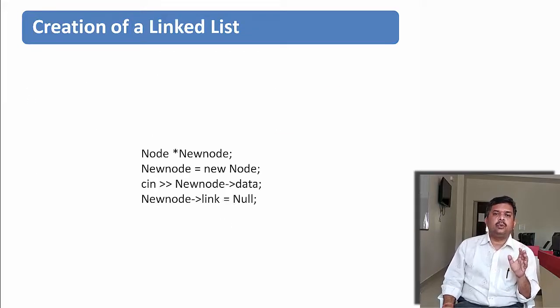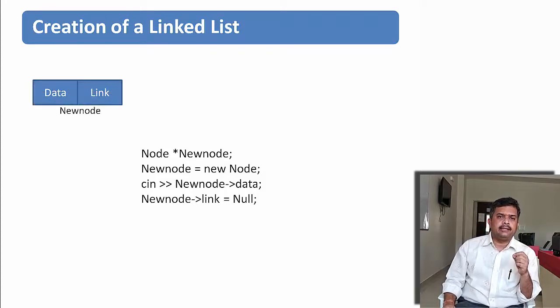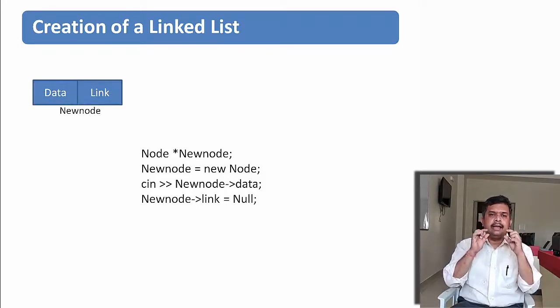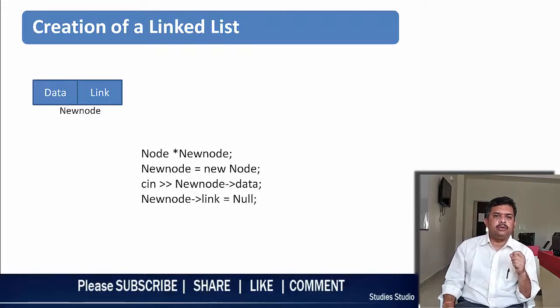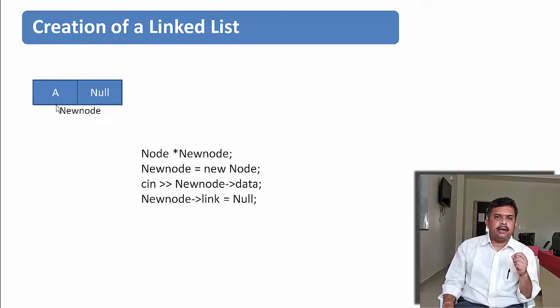So let us see this code, and we are creating a new node which is of type node, and we are putting the data by a cin statement, and we are writing its link to be null. So it will look like this. So a node is created, and in this node we name it as new node. It will be having two parts, one is data, another is link. And in the data part, let us say we kept A, and the link part we kept null.